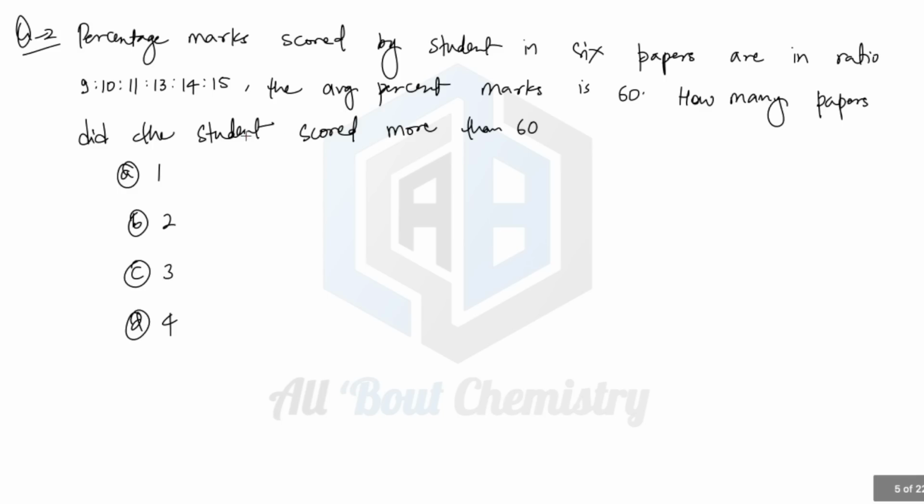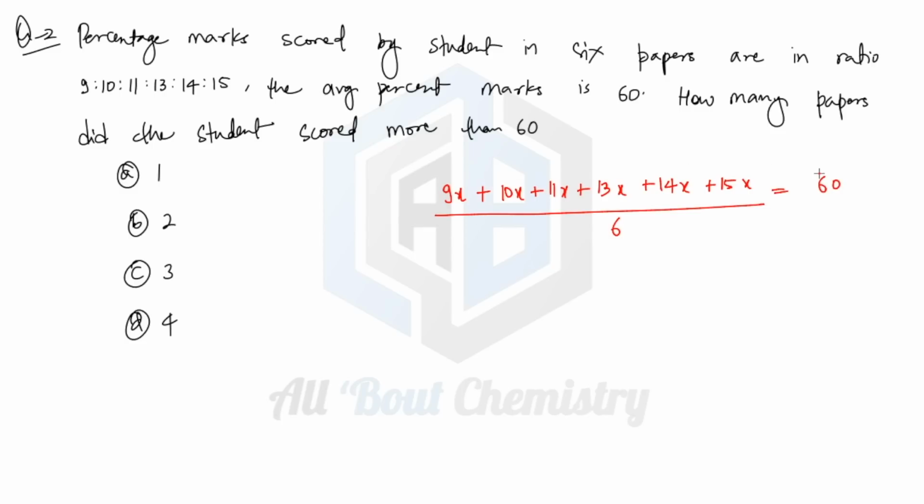This was an easier one, an average based question we have discussed in the aptitude series videos also. Average is given for the ratio, so you have to consider those ratios as numbers. So consider them as 9x, 10x, 11x, 13x, 14x and 15x. I remember very carefully that there was no 12x over here. Now divide this whole by 6 because you are taking the average, and the average value given is 60.